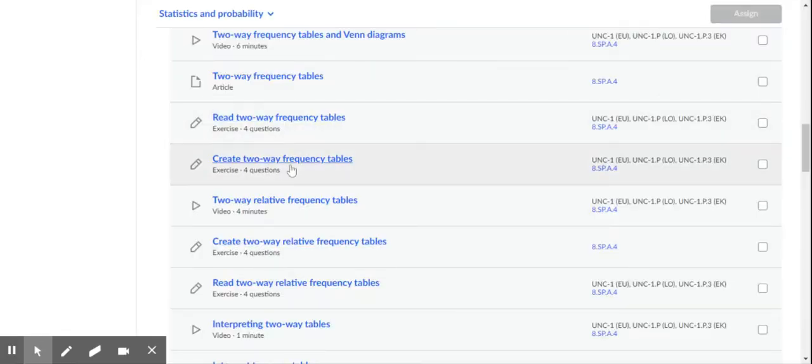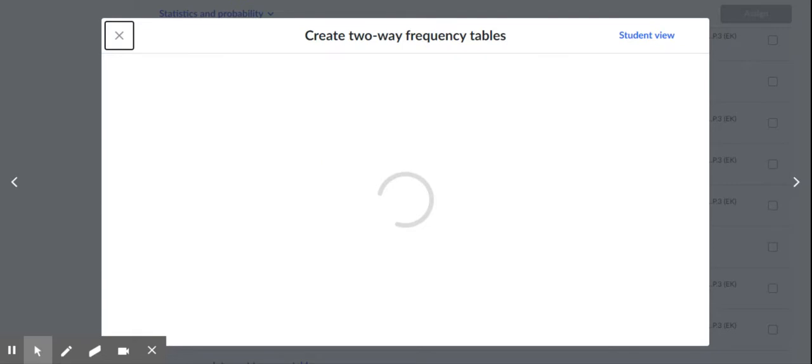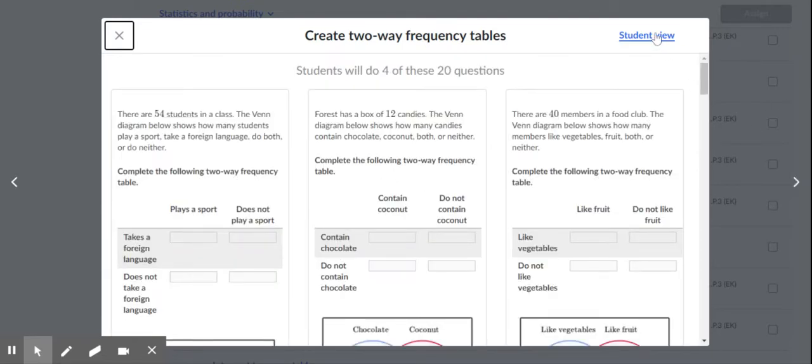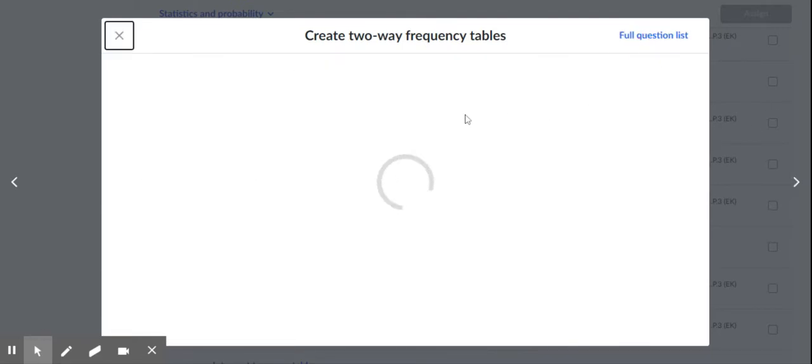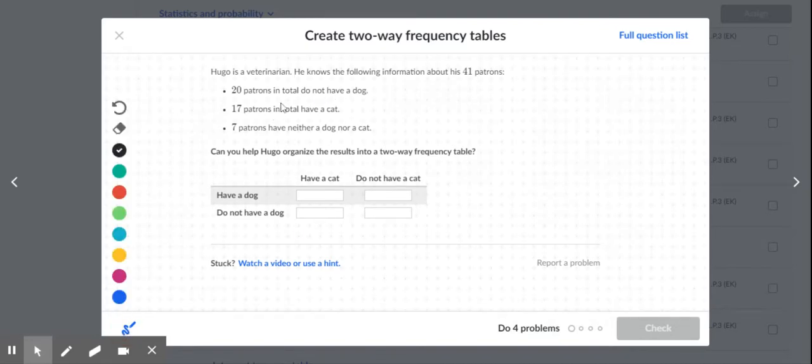Let's go to the next assignment in two-way frequency tables. Let's create. These can be kind of tricky. All right, so the first type is this one. It tells us Hugo is a vet. He knows the following information about his 41 patrons. You're going to be given a list of clues here that we have to use one at a time to help us fill in this frequency table. So first, can you help Hugo organize the results into his frequency table?